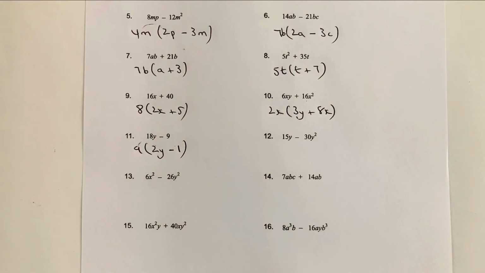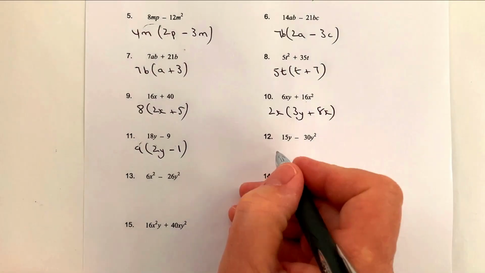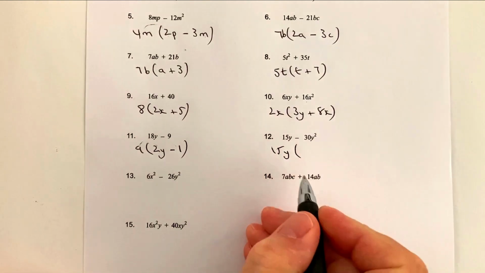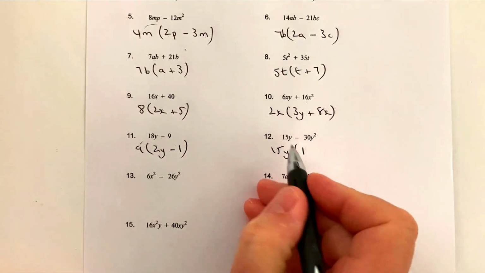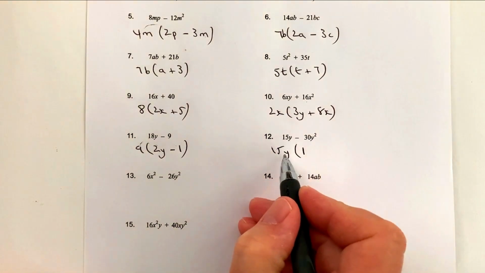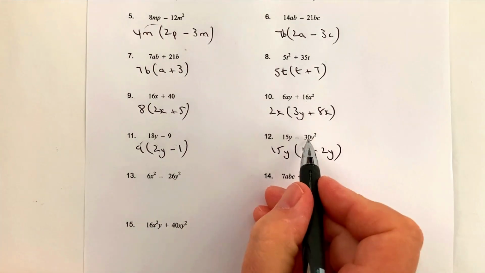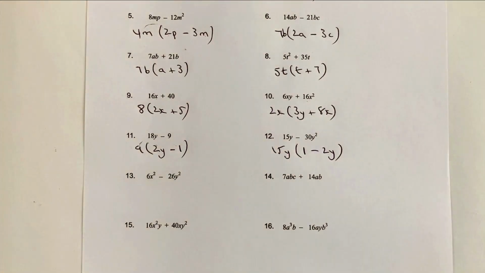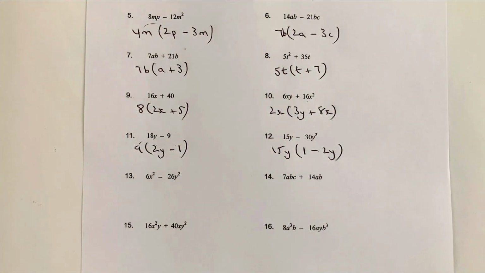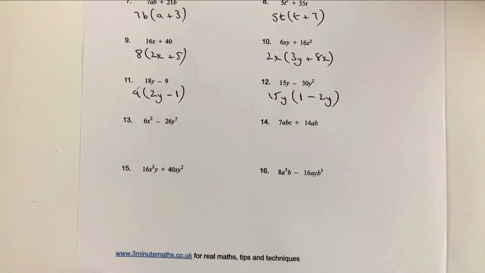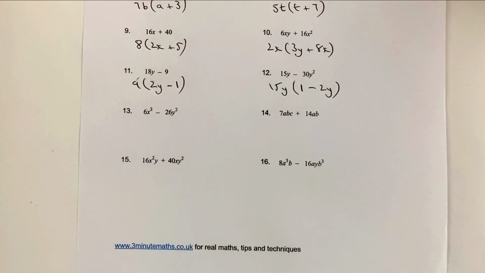Okay, let's move on then to question number 12. Well, the biggest number that will come out is going to be 15, and the common letter to both terms is going to be y, so I'm going to get 15y. And again, 15y times 1 will give me 15y, and then 15y times minus 2y will give me minus 30y squared. Okay, so don't forget you do need those ones in your brackets if you need to use them. Okay, so we're nearly finished now. Let's move on then to question number 13.